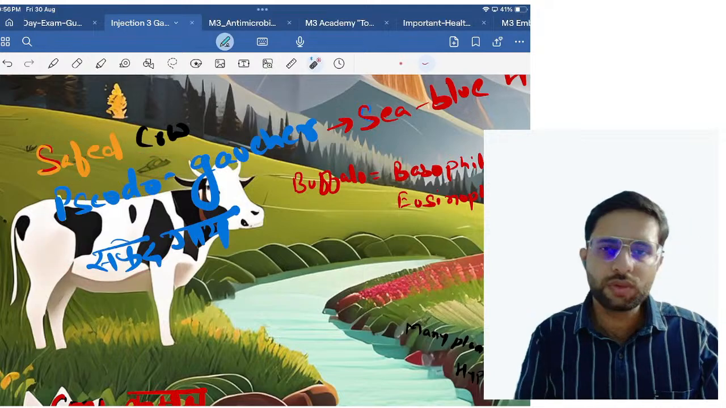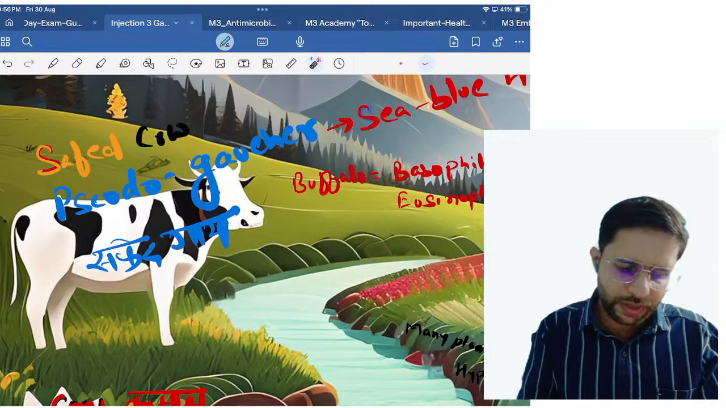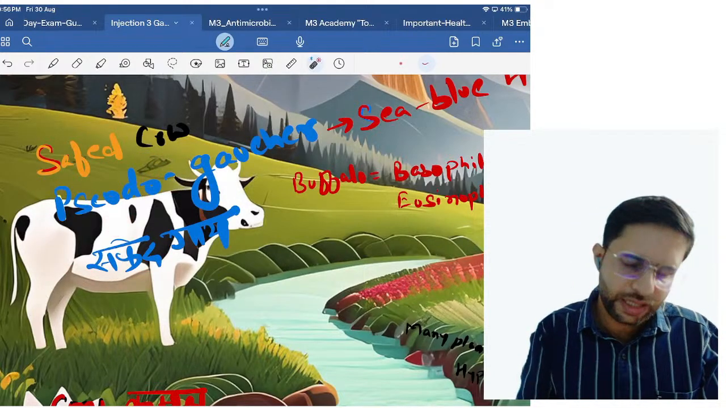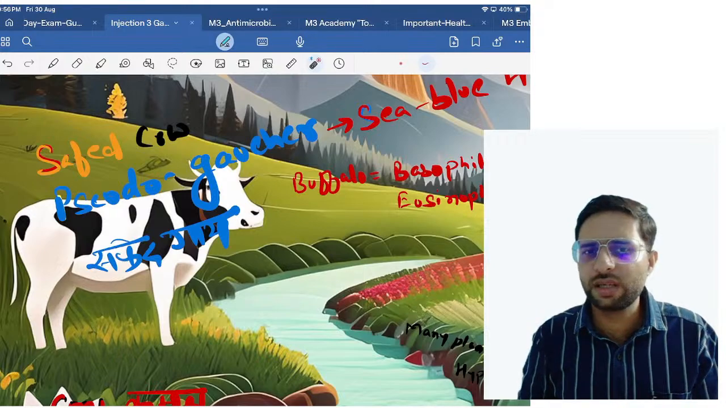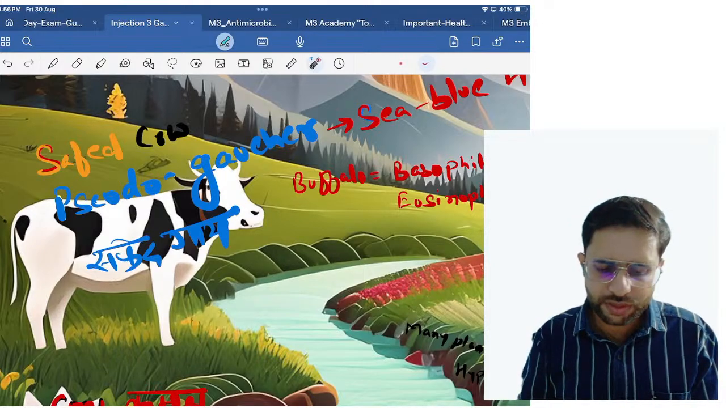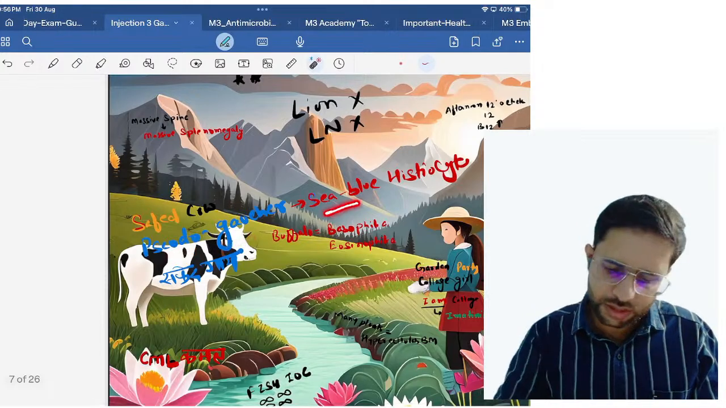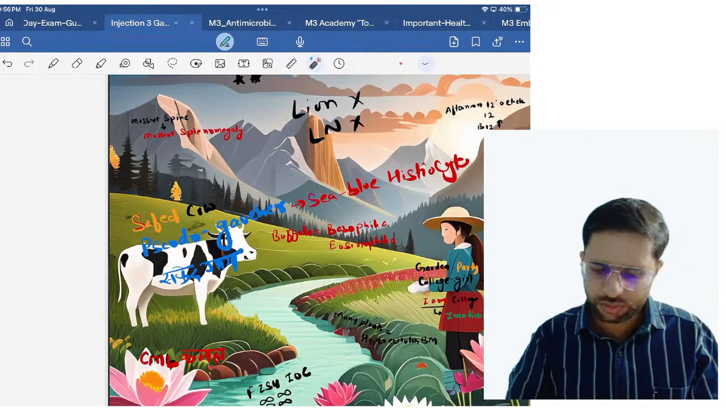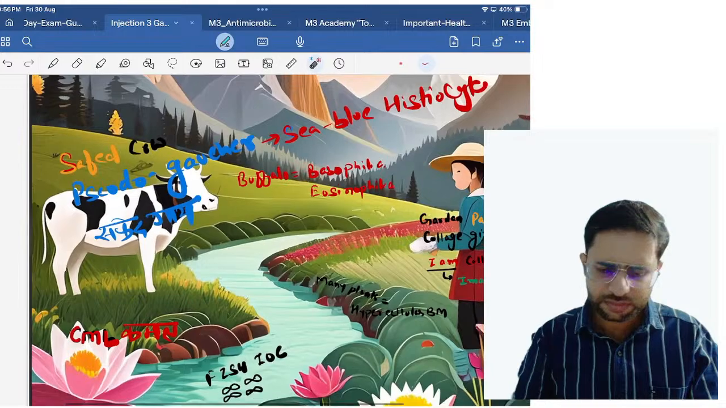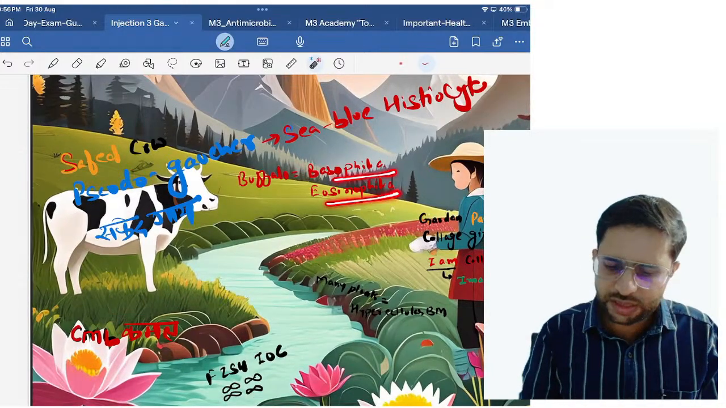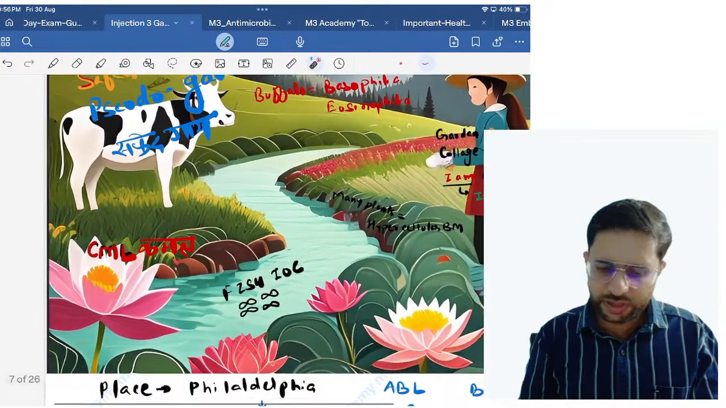Cow को हिंदी में क्या कहते हैं? गाय. तो यहाँ पे एक गाय है, सफेद गाय. So there is a white cow means सफेद cow means pseudo गाय means pseudo Gaucher. तो pseudo Gaucher cell कहाँ पे मिलती है? Pseudo Gaucher cell, or you can say sea-blue histiocyte, is present in this. Yes, and buffalo is also present. So basophilia, eosinophilia is also present in this.